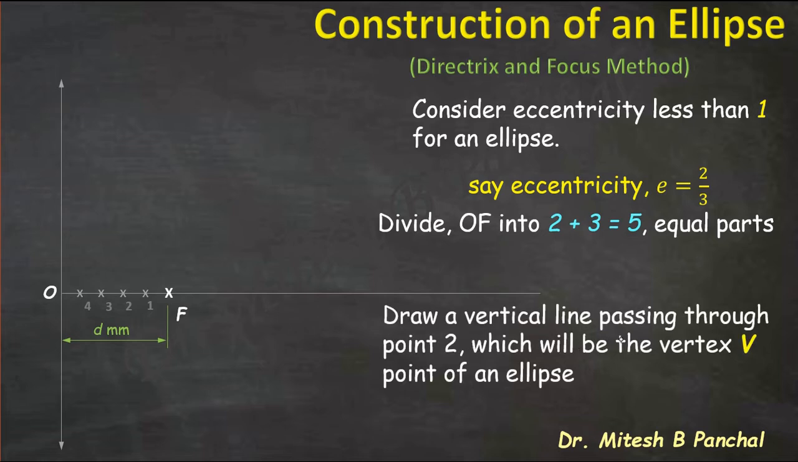Now draw a vertical line passing through the point 2, which will be the vertex V of an ellipse. An ellipse has two vertex points. So the first vertex point will be 2 over here, for this particular case. So point 2 will be the vertex point. From that, you have to draw a vertical line.